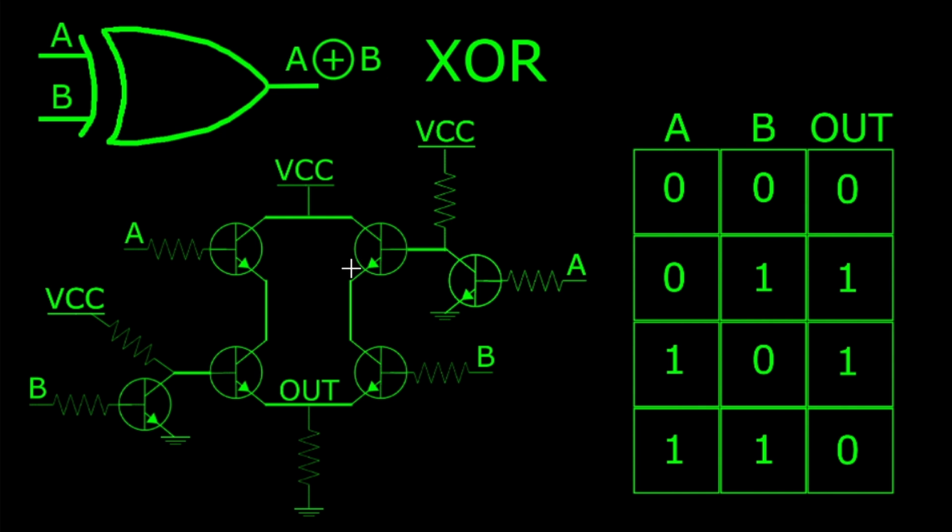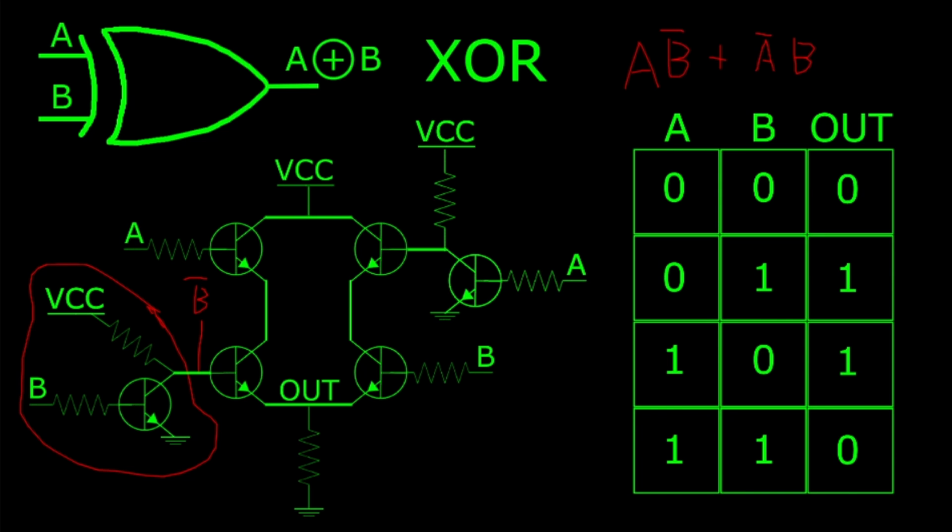So you can see this circuit is pretty complicated looking, but it's actually quite simple. And the Boolean expression that represents this circuit is shown above. The output is equal to A and not B, or not A and B.